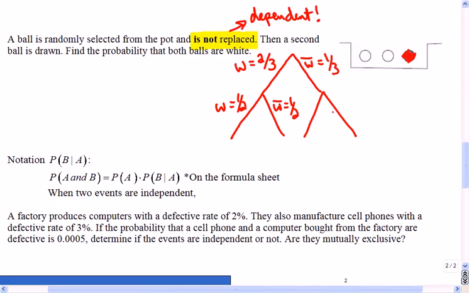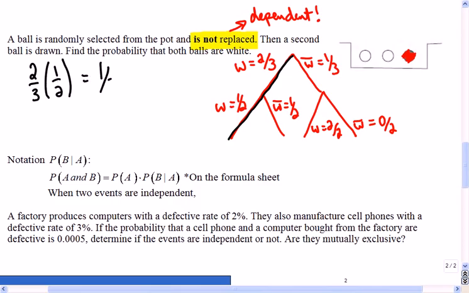So there isn't actually 2 branches here. I mean, it's okay if we draw it, but white would be 2 out of 2, and not white would be 0 out of 2. It's fine to draw it that way with 2 branches, or you could just draw it as one possibility for white. So it says find the probability that both balls were white. This time, if we follow our way down the tree, both balls are white, takes us to there, which is 2/3 times 1/2, which will be 1/3, or about 33%.